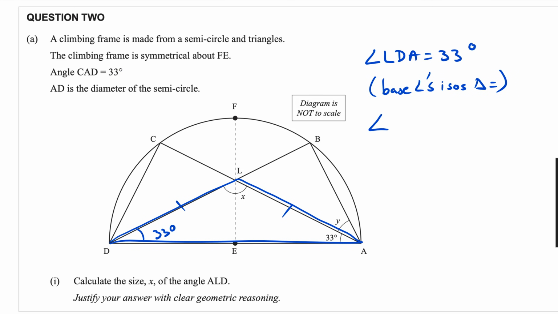Once I do that, then I can actually work out what angle X is, which is DLA, which is going to be 180 degrees, take away 2 times 33 degrees, which gives me 114 degrees. And the reason for this is angles in a triangle add up to 180 degrees.